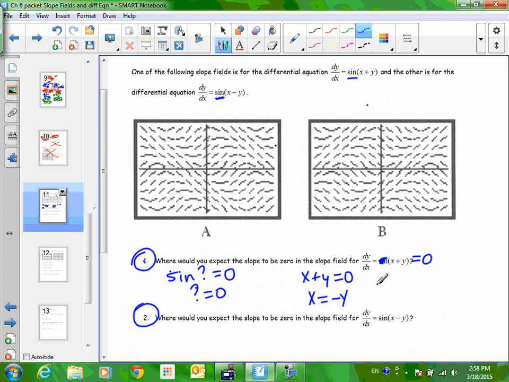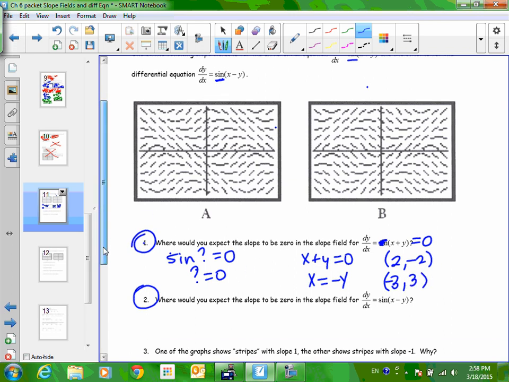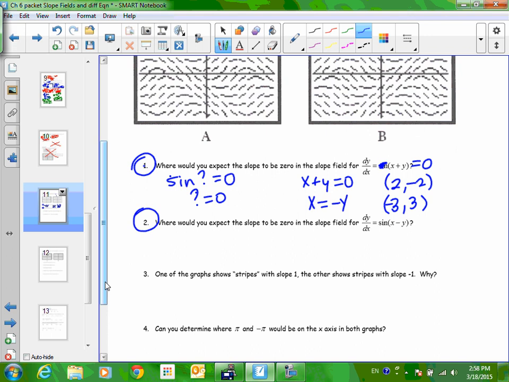Or we could solve it. They're going to be the same, except one's going to be positive and one's going to be negative. Say it would be like negative 3, 3. Does that make sense? Like 2 plus negative 2 is 0. Negative 3 plus 3 is 0.